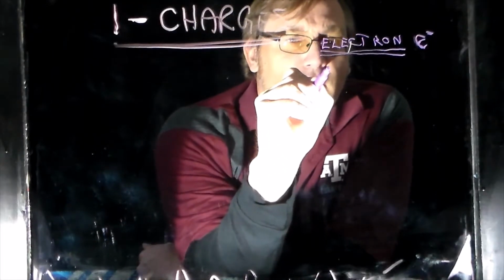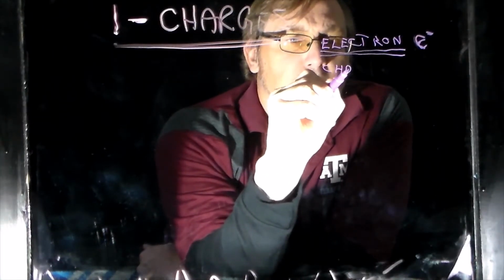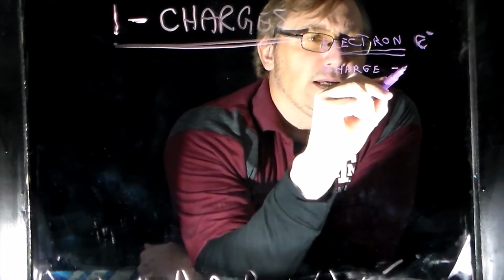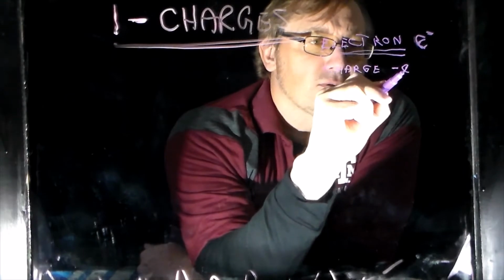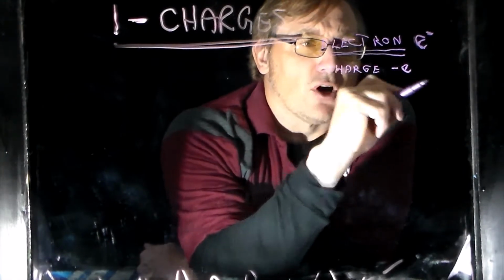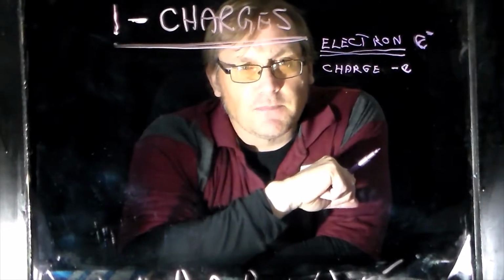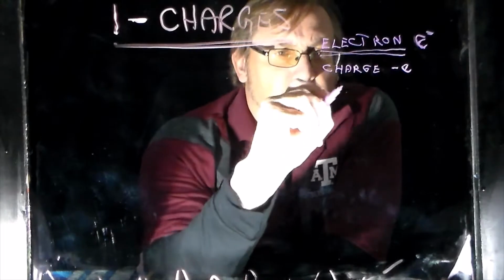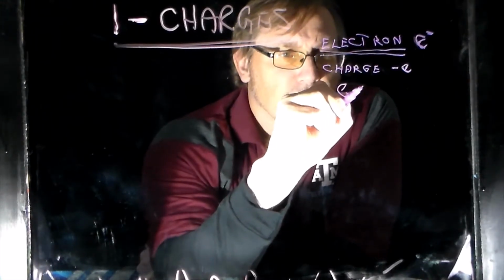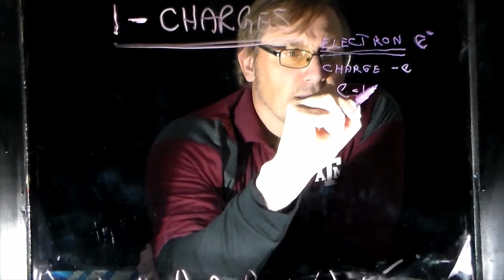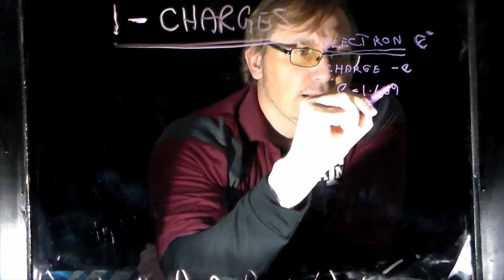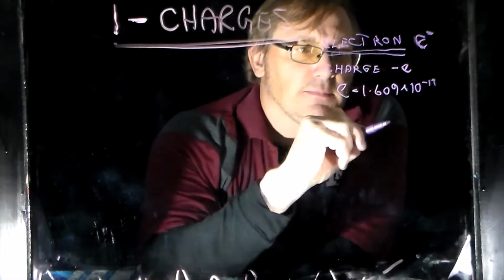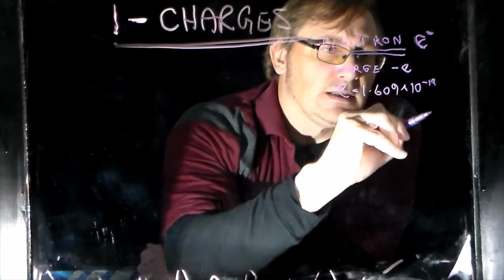So the charge of the electron is minus what we call minus E. So that's our elementary charge. Every charge is a multiple of E in some sense whenever we do this. However, E is tiny. E is 1.609 times 10 to the minus 19.